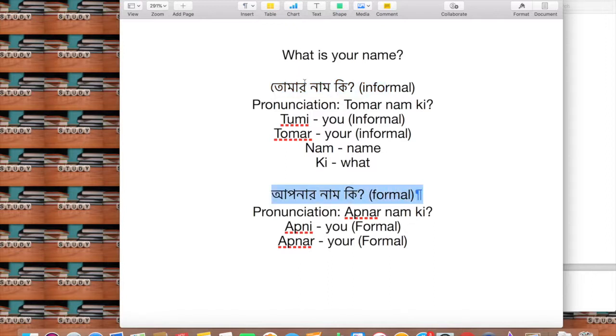Okay. So we usually use Tomar Naam Ki on younger kids, and Apnar Naam Ki is on someone who could be as old as you or older than you. Okay, you don't know that person. So yeah, Tomar naam ki, apnar naam ki. I hope that it makes sense.